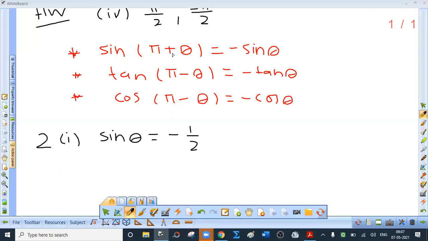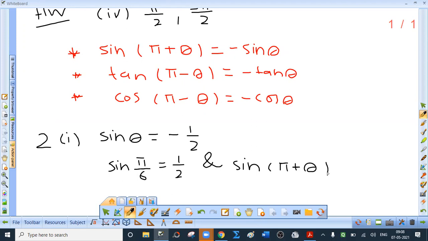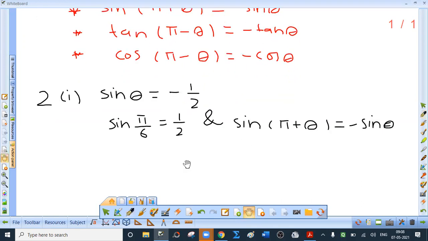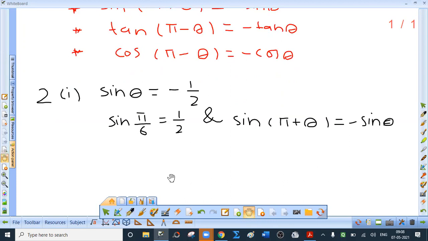Let me explain first. First one, sine theta is minus half. Okay. Now I will say sine pi by 6. Let me explain first. Sine pi by 6 is nothing but half, and sine of pi plus theta is nothing but minus sine theta. Okay. After this, now you can start writing.